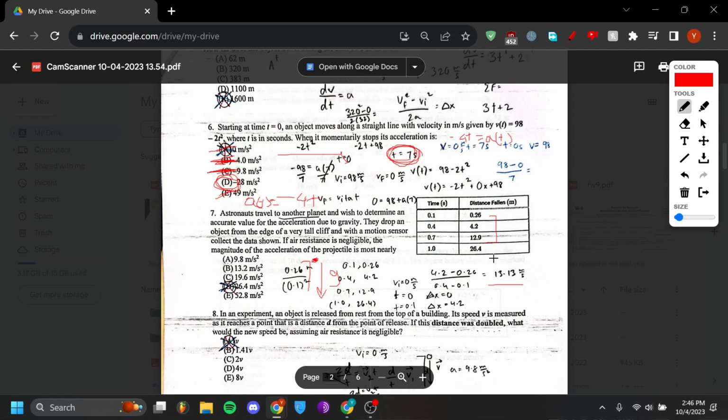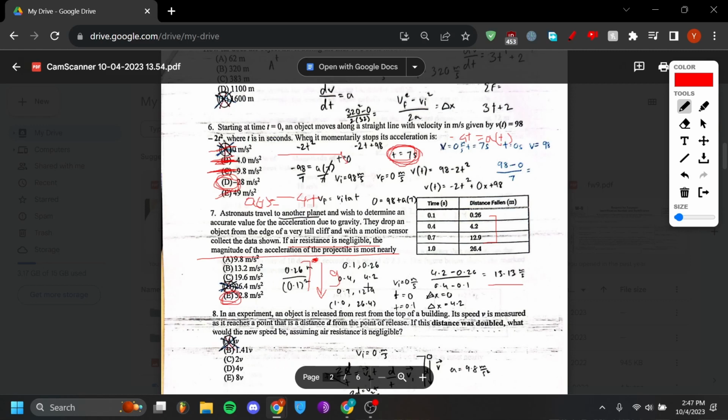It's 0.3. Actually, no, it would just be 0.3. Yeah, it would just be 0.3, all over 0.3. That's 52.9, and that's rounded up, I guess. And because air resistance is negligible, it's going to be a little bit less, so it's going to be E, because you get 52.9 if you just do what I did.